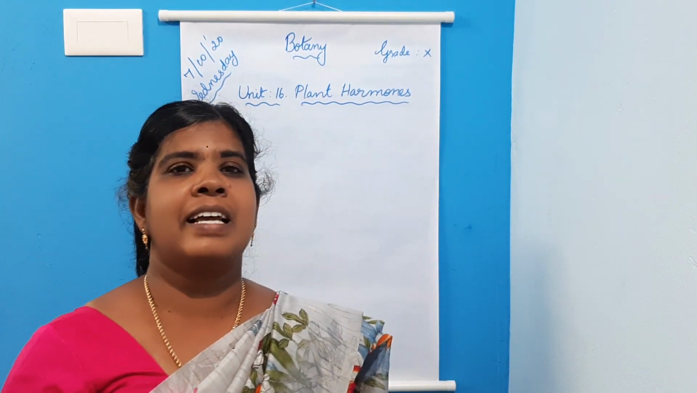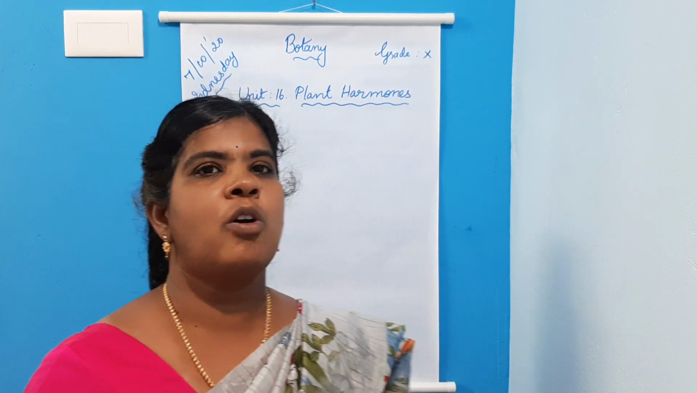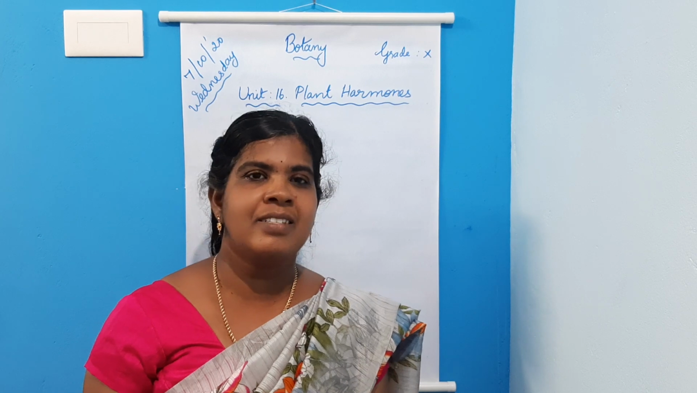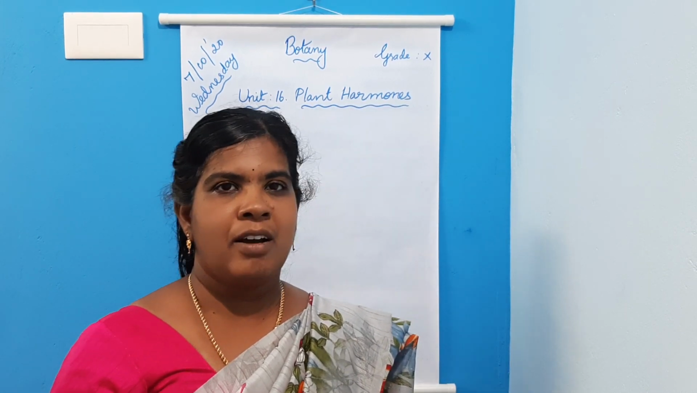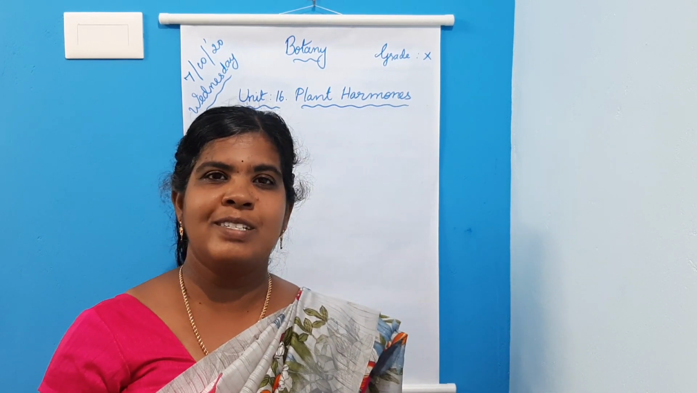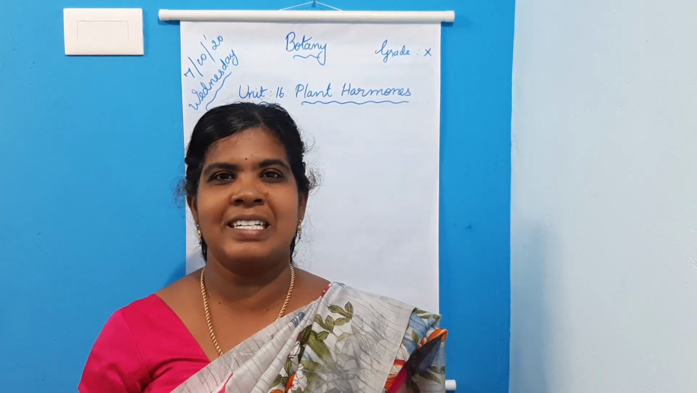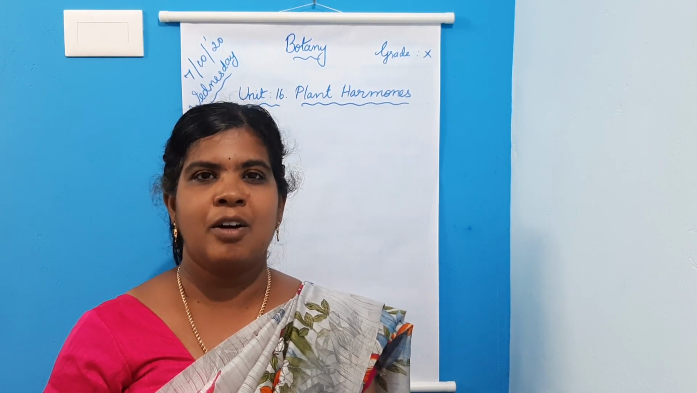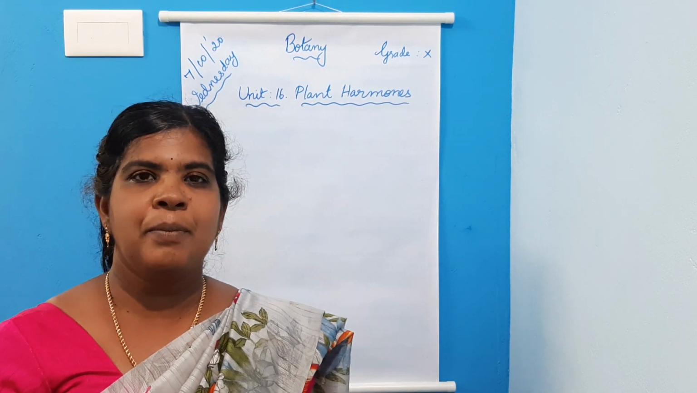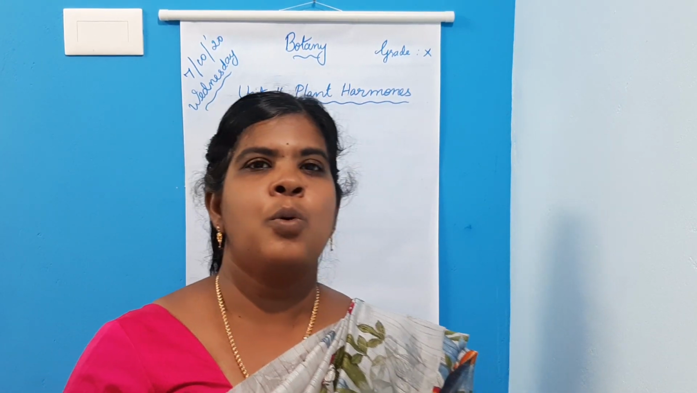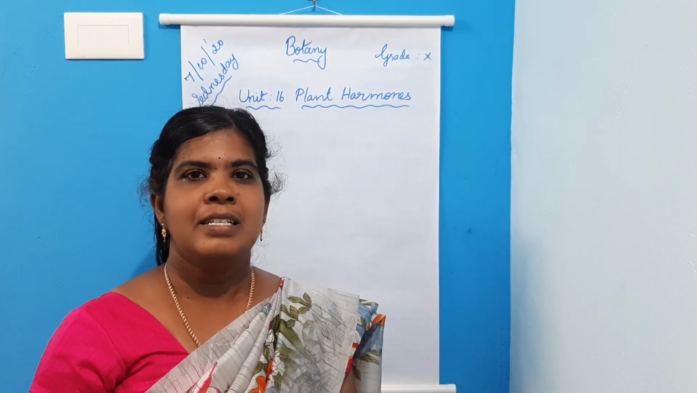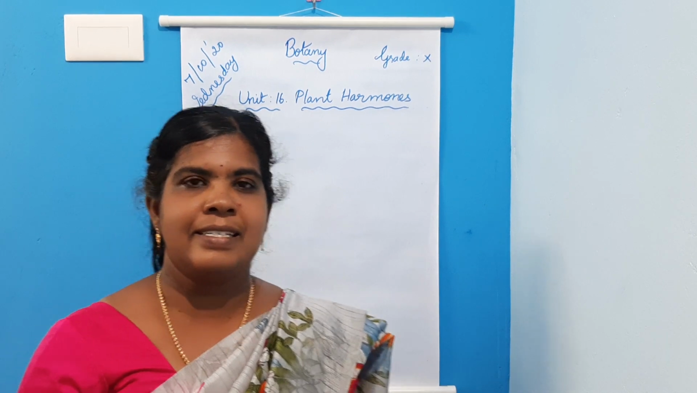Children, in the previous class, we learned about plant hormones, isn't it? Do you remember what plant hormones are? Plant hormones are chemical substances or organic molecules produced in plants at extremely low concentration. These hormones control physiological, morphological and biochemical responses. What are the five plant hormones? Auxin, cytokinin, gibberellin, abscisic acid and ethylene.